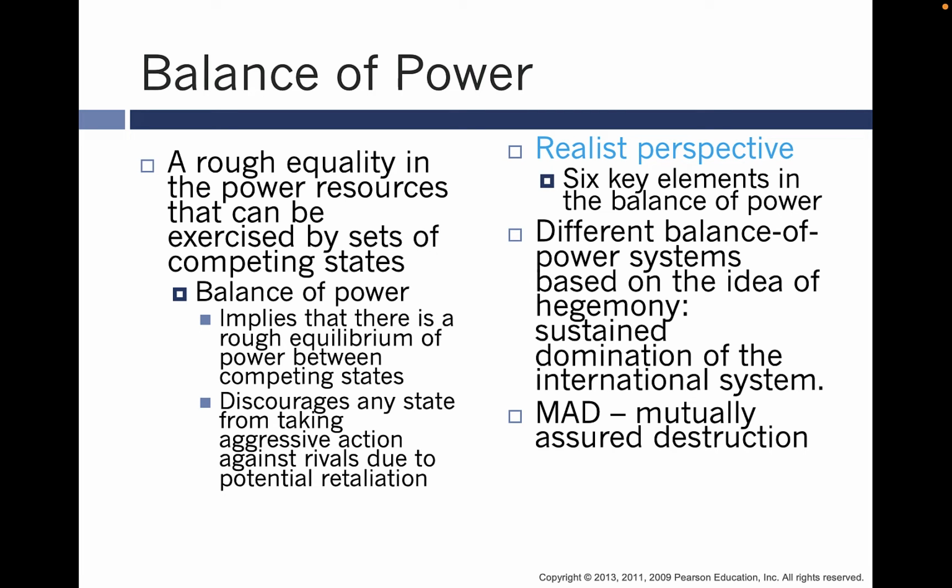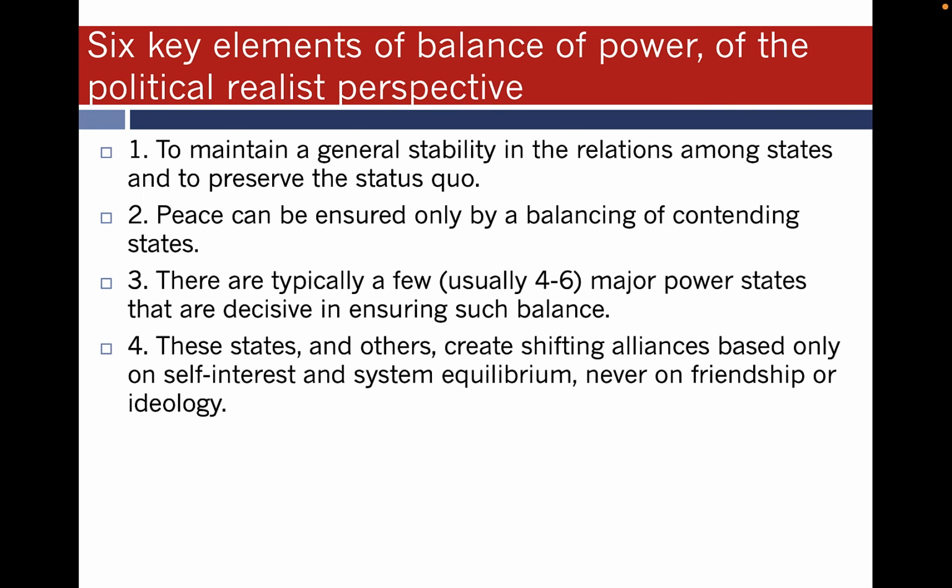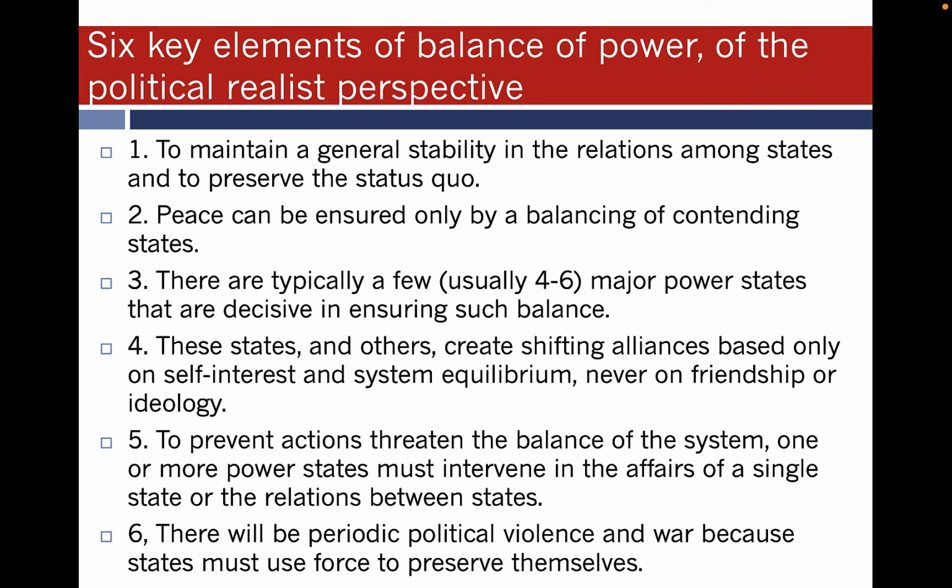Also, with the advancement in technologies, if we get into some type of nuclear war, it's going to be over for both of us. So that's also in the background, in their heads, if there are any grievances or problems that come up. Here are the 6 key elements of the balance of power under a political realist perspective. So just take a look at it, and be cognizant of what some of this stuff is.